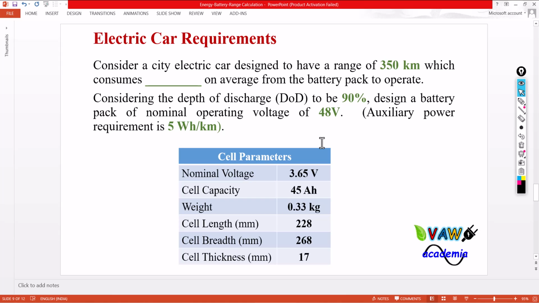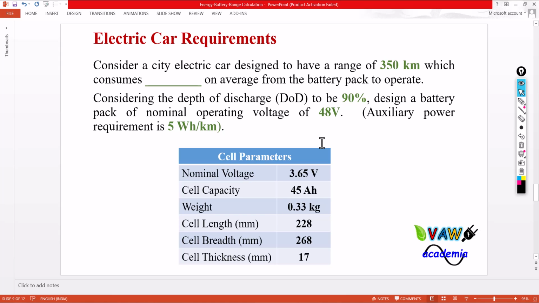The auxiliary power requirement is 5 watt hour per kilometer. This is very important whenever you're designing a battery for an electric vehicle. You have to consider how much power is consumed by the load. So there are two ways. One way, you can use a separate battery for loads. For example, you can take a lead acid battery, while the lithium ion battery is the main battery for vehicle running.